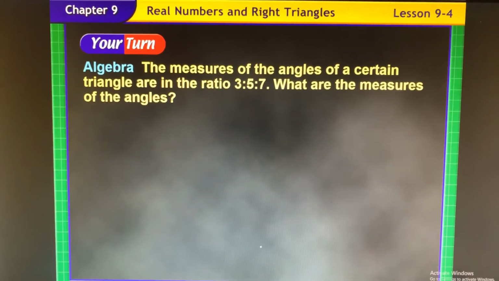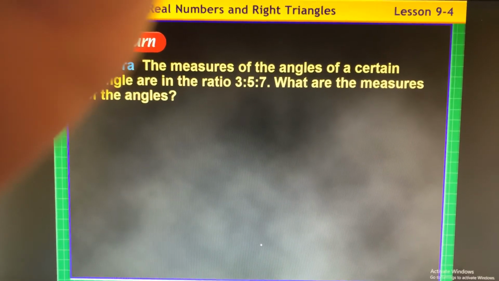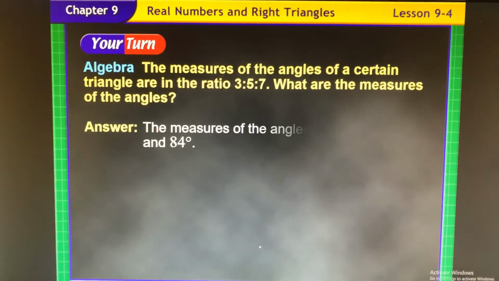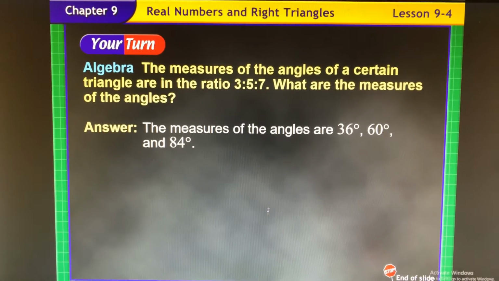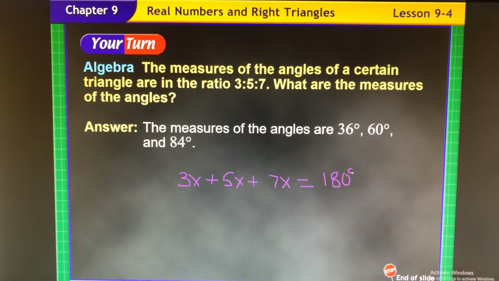So you're going to do the same thing with this problem. You're going to go 3x plus 5x plus 7x equals 180 degrees. Once you solve for x, you're going to substitute it in. So one more time, I'm going to show you here. You'll go 3x plus 5x plus 7x equals 180 degrees. Just take the time to do that and then plug it in and have your angles.